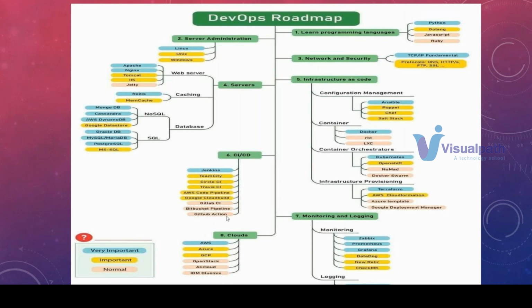Because I'll be explaining a real-time project, that is a live project of Visualpath, that I will be teaching. At that time, I will be explaining GitHub Actions as well. And then we'll be covering cloud. In the cloud, we'll be learning about Azure because this is all about the Azure training program. And then we'll be learning about monitoring and logging. In that, I'll be covering Prometheus and Grafana for monitoring. And for logging, we will be using not ELK, it is EFK: Elasticsearch, Fluentd, and Kibana.